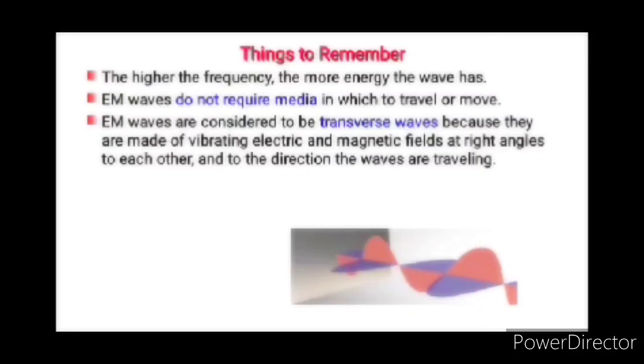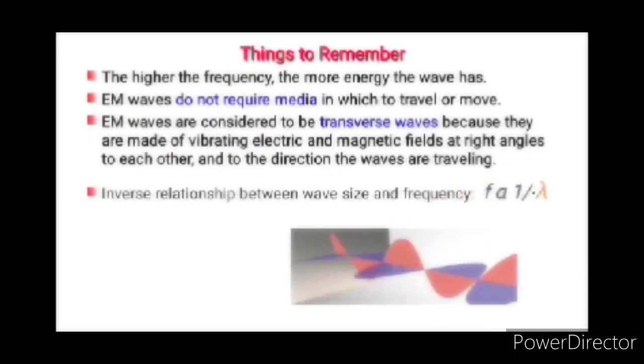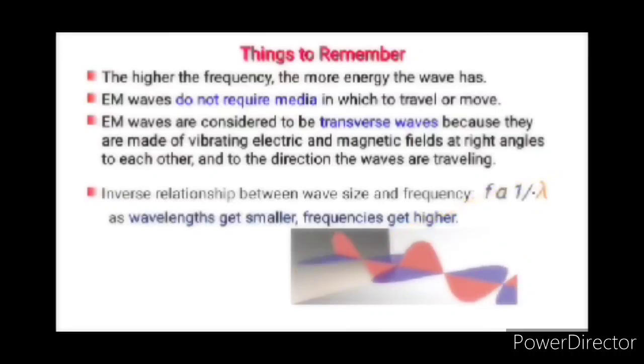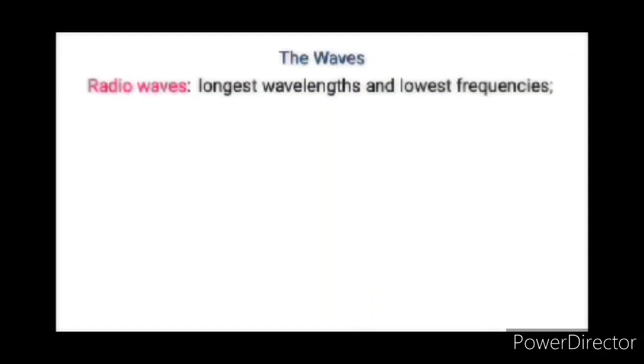The frequency is inversely proportional to wavelength, that is, as the wavelength gets smaller, the frequency gets higher. Radio waves have the longest wavelengths and lowest frequencies. They range from thousands of meters to 0.001 meter. Radio waves are used in radar, cooking food, satellite transmission, etc.